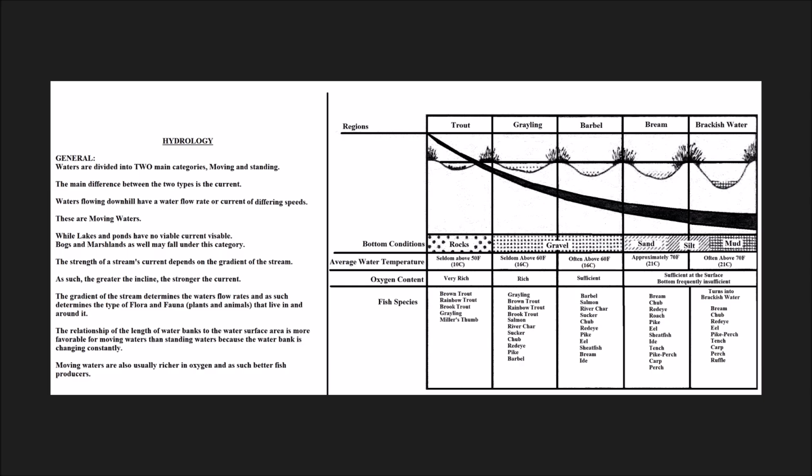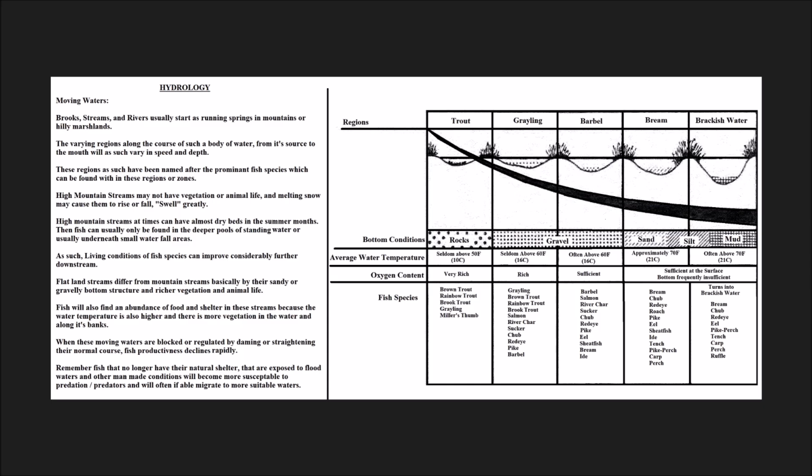The relationship of the length of water banks to the water surface area is more favorable for moving waters than standing waters because the water bank is changing constantly. This is typically due to erosion. Moving waters are also usually richer in oxygen and as such better fish producers.